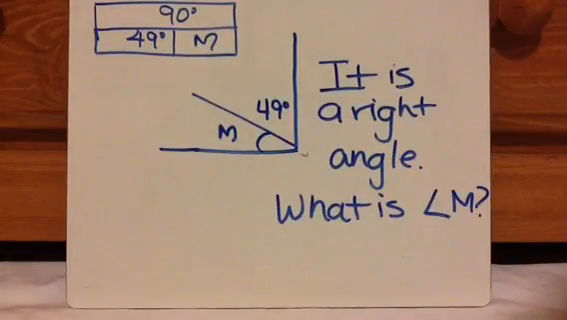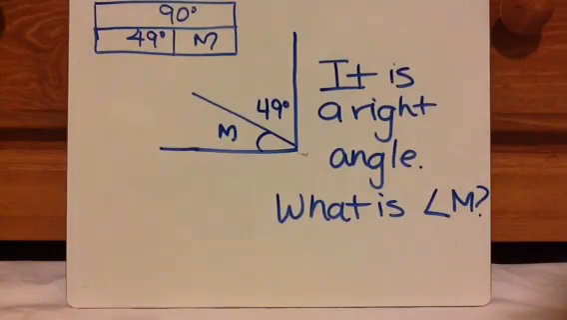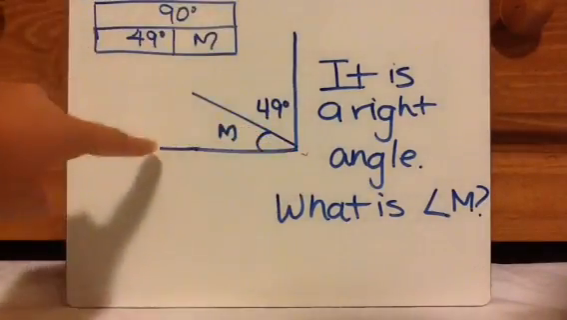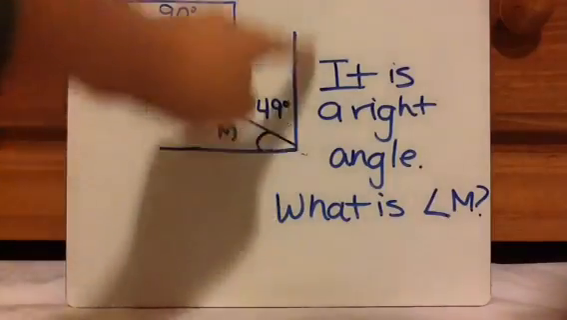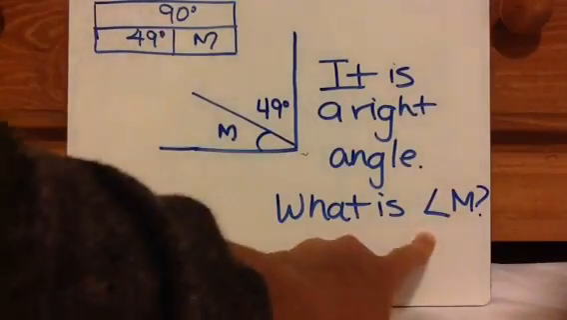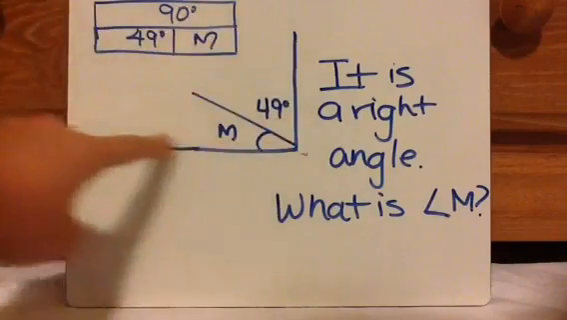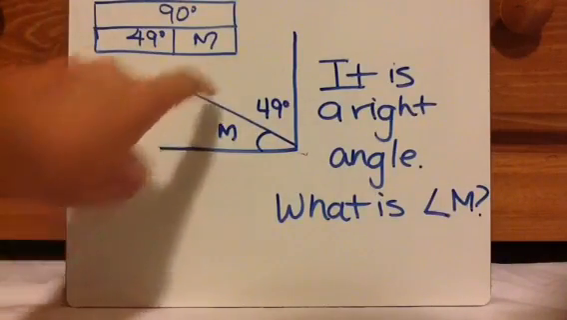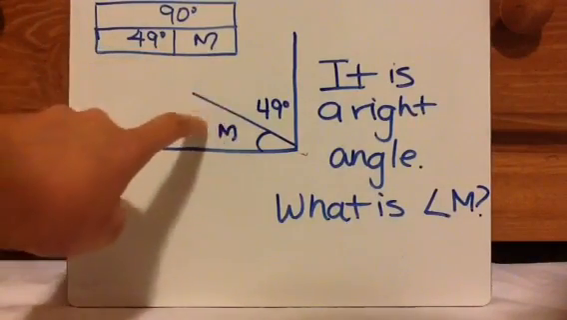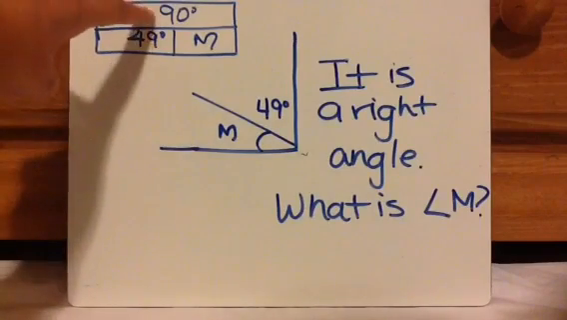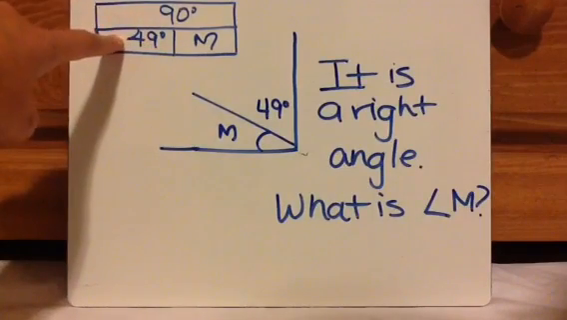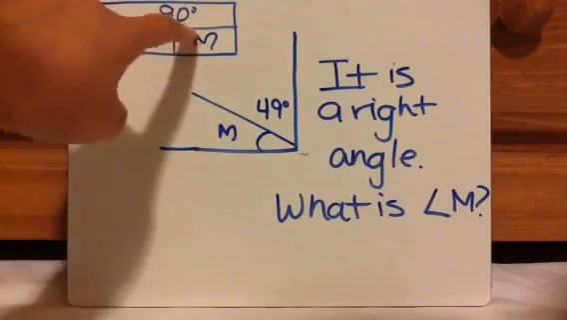I also want to point out that sometimes they're not going to tell you what the entire angle is. They're just going to say it's a right angle. Like they might say angle X, which is this, is a right angle. What is angle M? Well, if I know a right angle is 90 degrees from prior knowledge, and they're telling me that's 49, what's the missing piece? Well, if the entire thing is 90 and one piece is 49, 90 minus 49 is going to give me angle M.